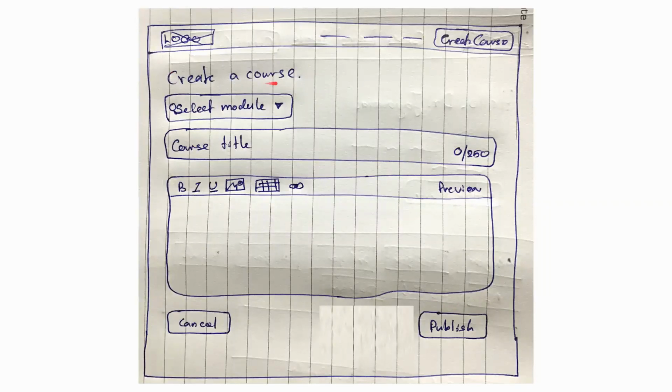We have the page title, create a course. Then we have a drop down, which makes it possible to search from a list of subjects or modules. And we have the course title. Here we show the character limit. And here we have the rich text editor. We can create contents like we do in an Office package. And we have a cancel button, and we have a publish button.